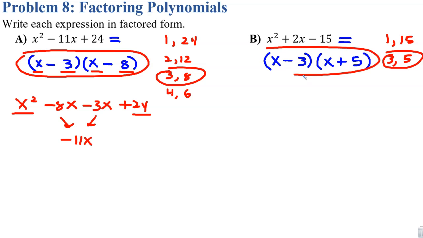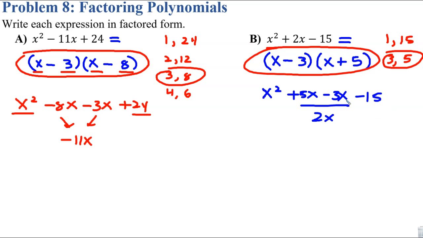All right, there's my factored form. And once again, I can check things by going x times x will give me an x squared. X times 5 will give me plus 5x. Negative 3 times x will give me a negative 3x. And those will cancel to give me the positive 2x. And negative 3 times 5 will give me a negative 15. Yep, it checks out, so I know I factored things correctly.